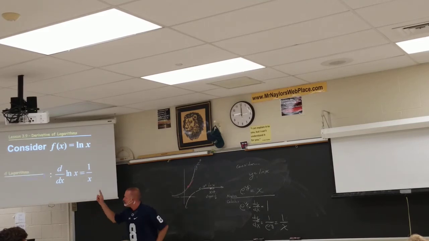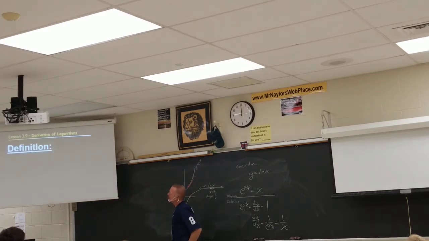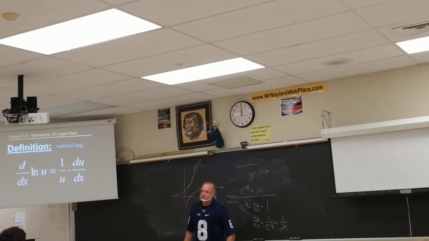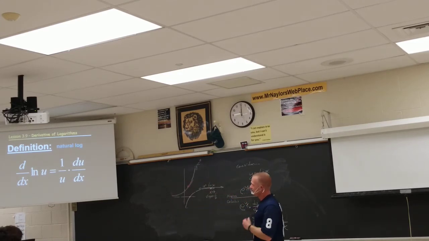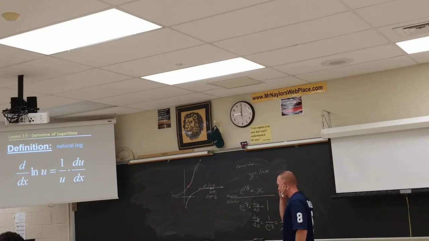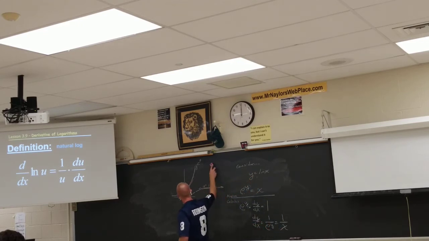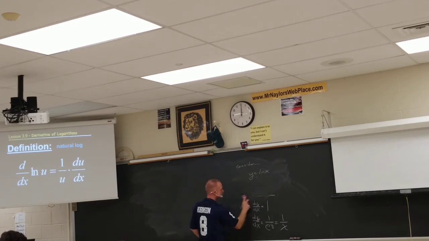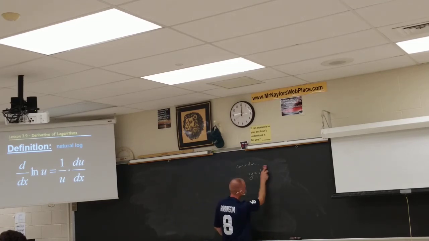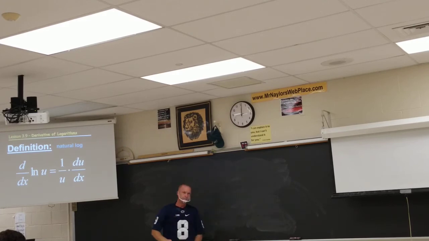Now, we can take this reciprocal formula and we can kind of u-nize it. We can put the letter u in here. It's still 1 over u. Don't forget the du dx. So we have 1 over u du dx.